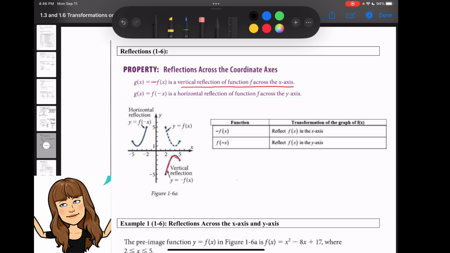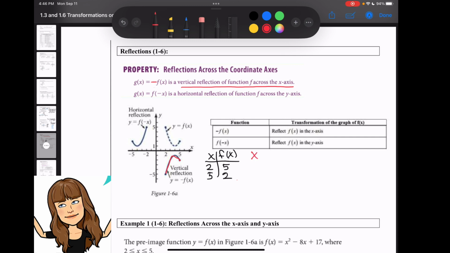So let's just get a couple points on my parent graph. And I'll use my endpoints. So I see that if I plug 2 in, I get 5 out. And if I plug 5 in, I get 2 out. All right, so then on my vertical reflection, or my reflection in the x-axis, let's look at that one.